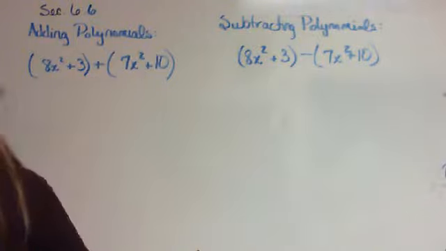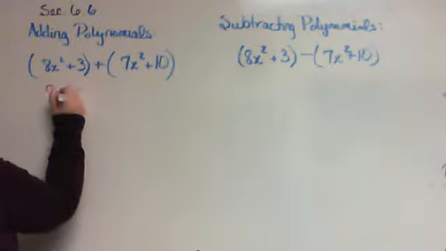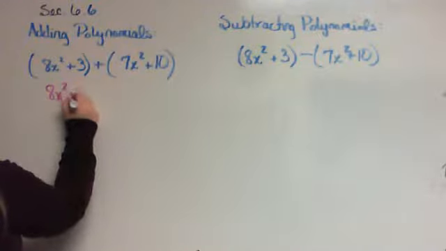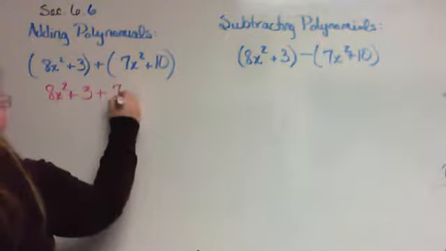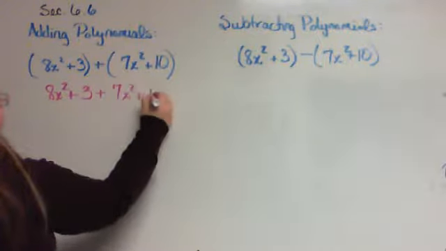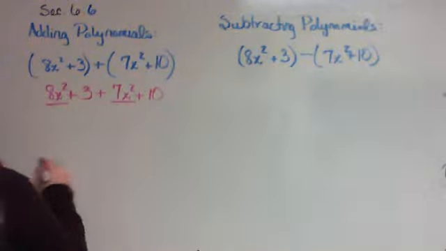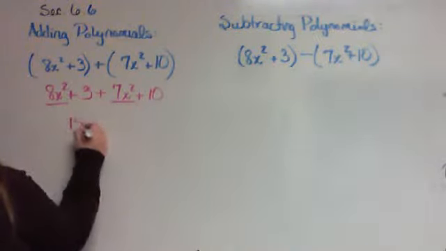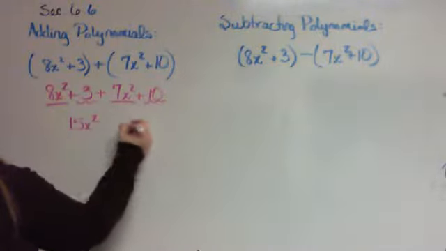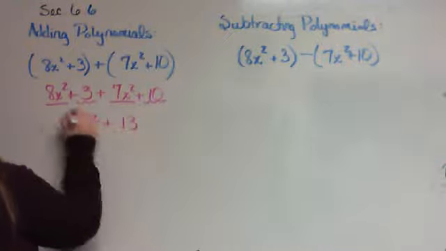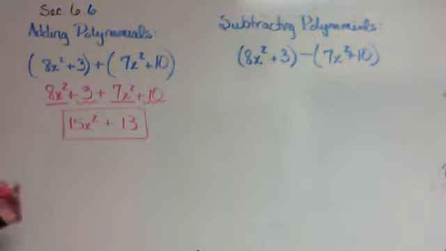Over here, adding polynomials is stuff we've already done, because all we're doing is combining like terms. It's just like there are no parentheses. So 8x squared and 7x squared are like terms. That gives me 15x squared. And then a positive 3 and a positive 10 gives me a positive 13. No more like terms, nothing else I can do.